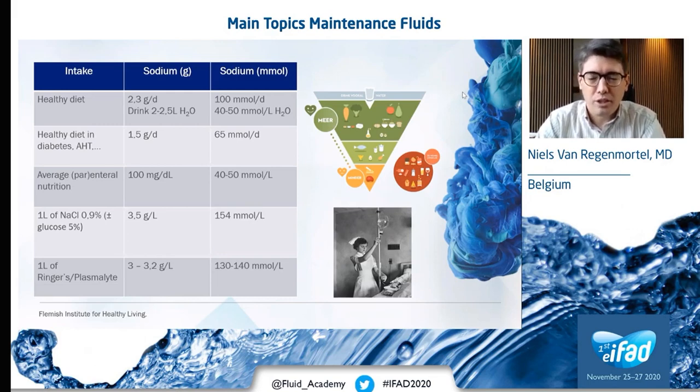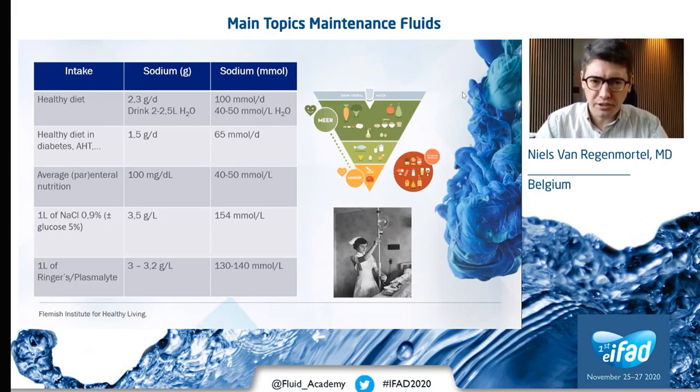For example, 1 liter of sodium chloride 0.9% or normal saline contains 3.5 grams per liter of sodium, or 154 millimoles per liter. And even when using these typical balanced solutions like Ringer's lactate or Ringer's acetate or Plasma-Lyte, there is still a tremendous amount of sodium in 1 liter of these fluids. And again, we need more than 1 liter of water per day. We need about 2 to 2.5. So just by doing this with these solutions would give enormous amounts of sodium.